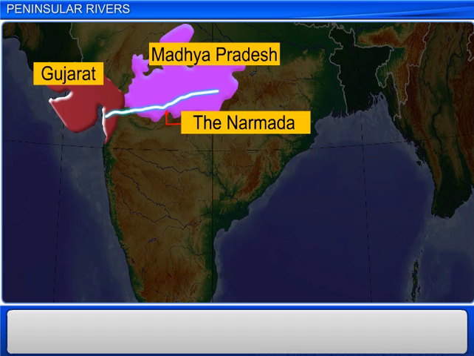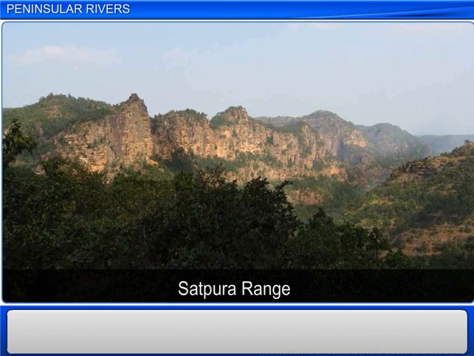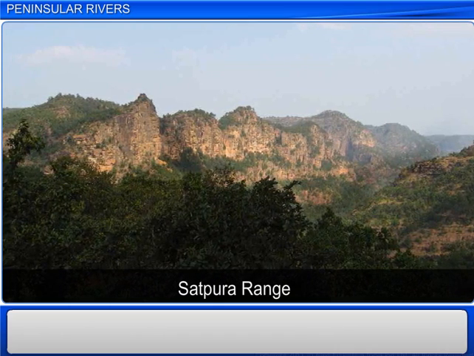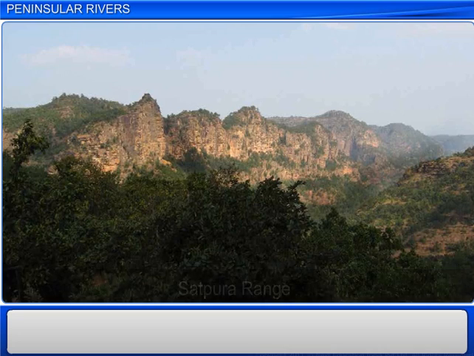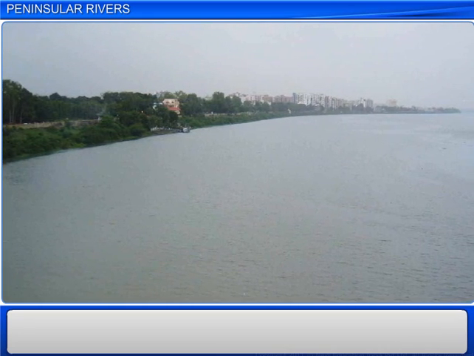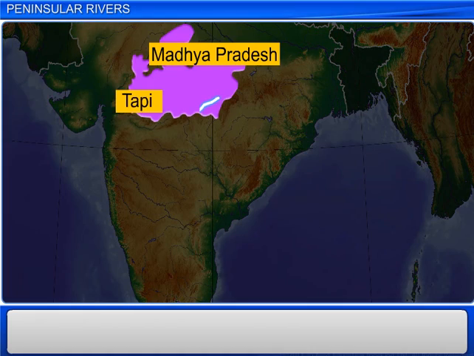Like the Narmada, the Tapi River also starts in Madhya Pradesh. It originates from the scenic Satpura Ranges located in Betul district. The Tapi River flows a distance of over 700 kilometers, covering parts of Madhya Pradesh, Gujarat, and Maharashtra.